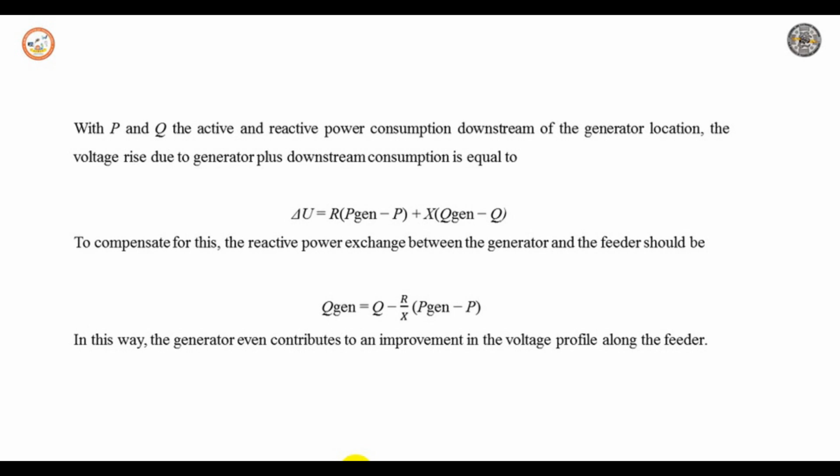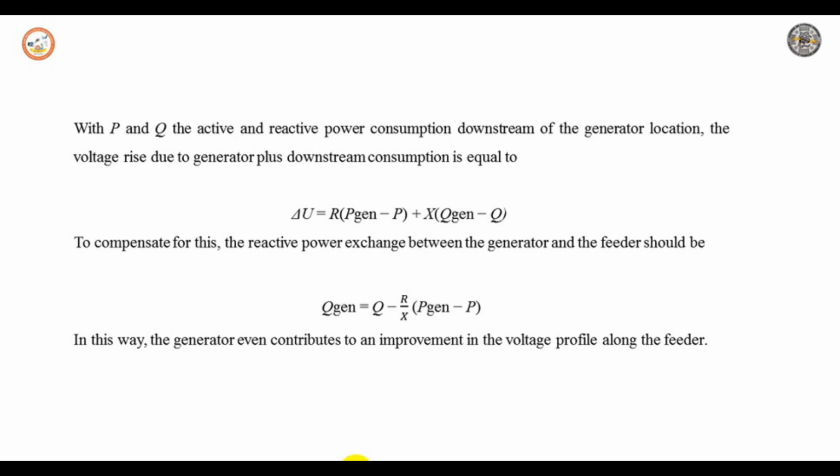To limit the reactive power requirements of the converter, the reactive power consumed by the downstream load could be used as a compensating part of the voltage rise. So with P and Q, the active and reactive power consumption downstream of the generator location, the voltage rise due to the generation plus the demand is delta U equals R of bracket P gen minus P, plus X Q gen minus Q.